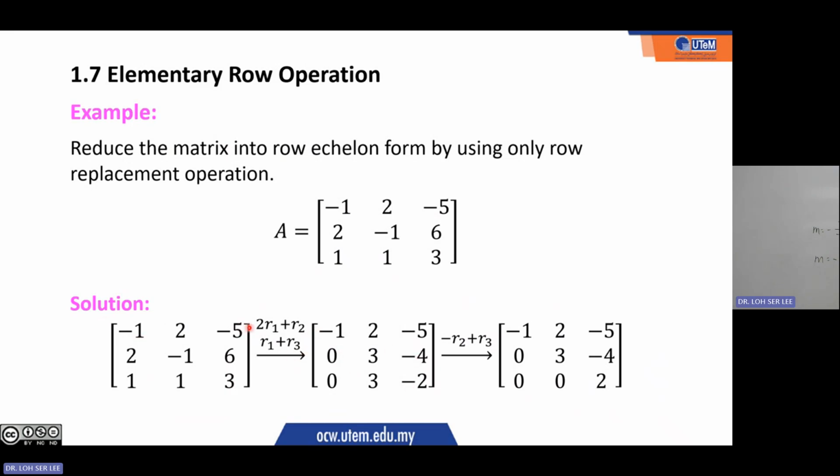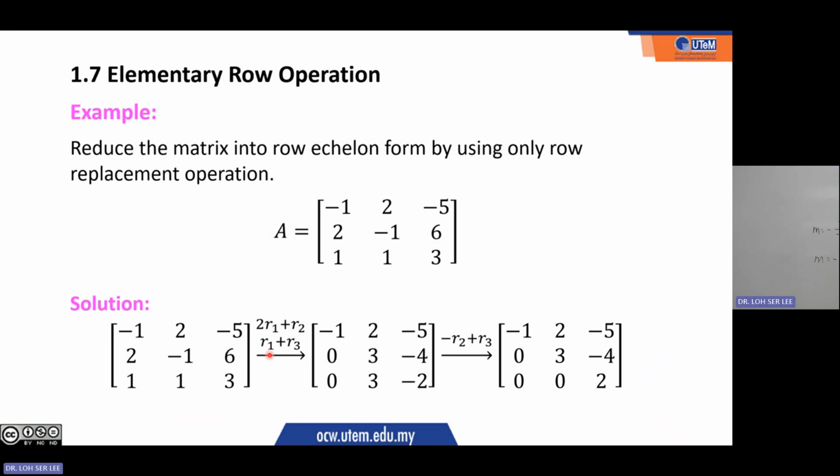No changes on row 1. The pivot row will not change. So negative 1, negative 1, 2, negative 5. You just copy the first row. And for the new second row, you have to apply this operation. So 2 times row 1. Negative 1 times 2, negative 2. Negative 2 plus 2, 0. 2 times 2, 4. 4 plus negative 1, 3. Negative 5 times 2, negative 10. Negative 10 plus 6, negative 4.